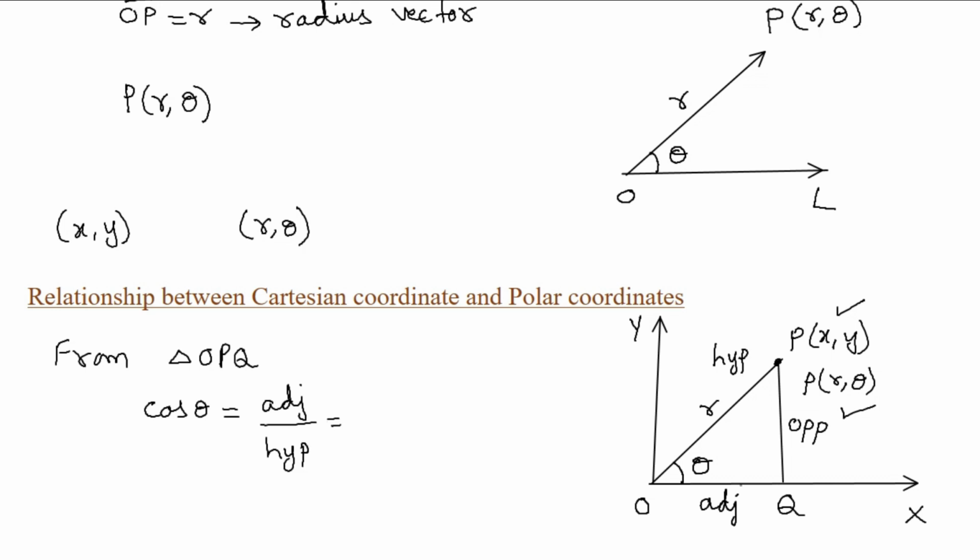Let me take the adjacent OQ, it is on the x-axis, it represents the coordinate x. So this distance is x, and over here this distance will represent your y value. That is what this point represents, P of x comma y. The x coordinate is OQ, and the y coordinate represents PQ.